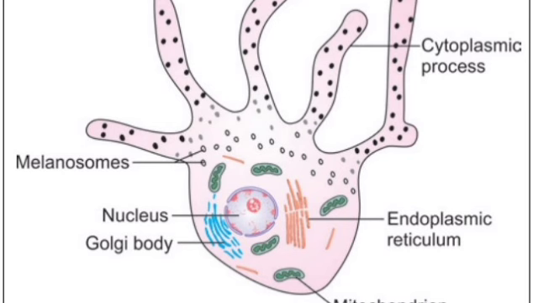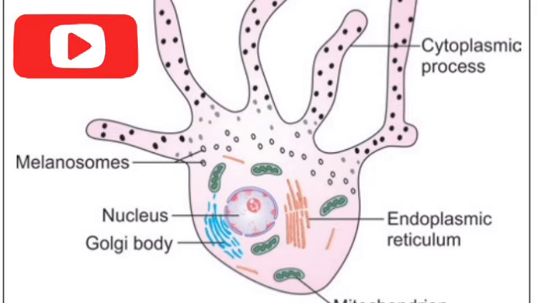Number 2, melanocytes. Melanocytes are also cells of the epidermal layer. Melanocytes are also found in the stratum basale. One unique thing about these melanocytes, they have cytoplasmic projections, as you can see here. They don't like keeping to themselves. They like being together, working together, associating with other cells.